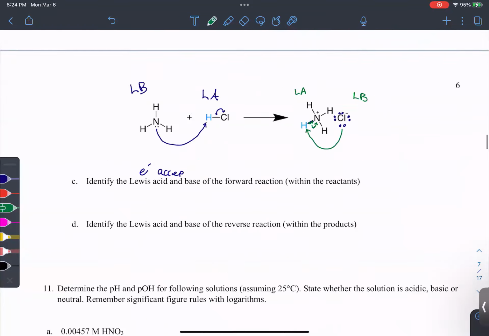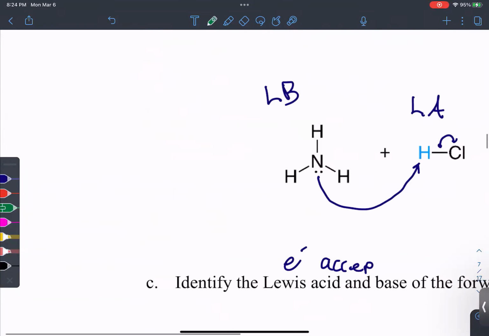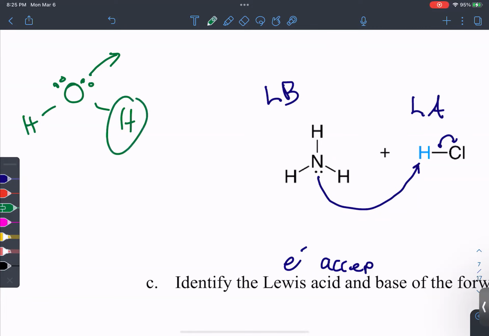But there's something special about water, right? Water, okay, H2O, it looks like this. H2O has two lone pairs, right? Water is special in that it can donate electrons, so it can be a base in this case, or it can be an acid and donate one of those hydrogens as well to make a hydroxide. So water is amphoteric in that sense, where it can behave as an acid or a base depending on the strength of stuff it's reacting with.